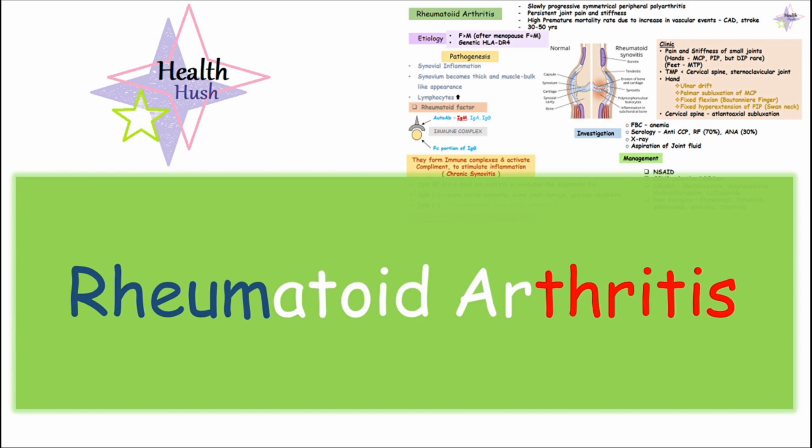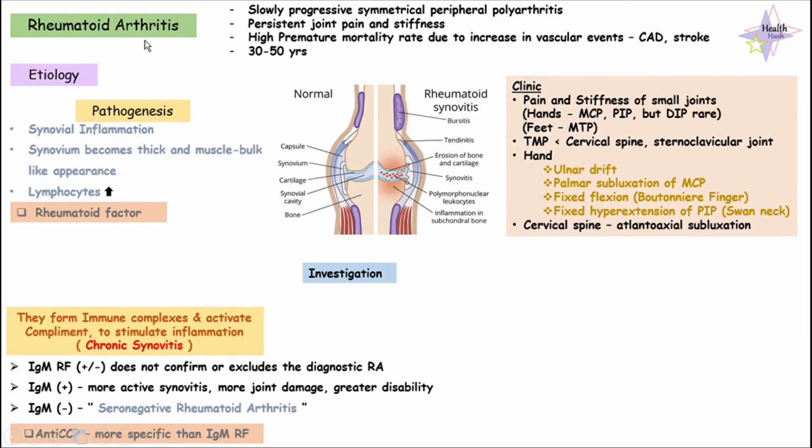In today's video, we'll be discussing rheumatoid arthritis. Rheumatoid arthritis, in my previous video, the introduction to arthritis, I mentioned that it's a type of inflammatory arthritis. Inflammatory arthritis means that there is an inflammation to the synovial layer of the joint capsule.